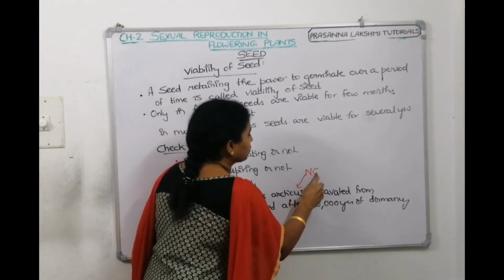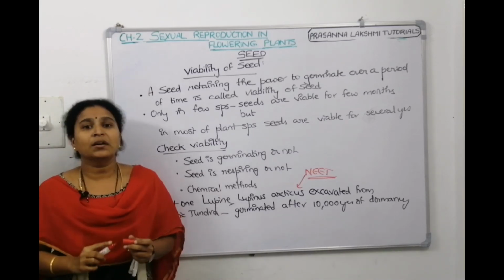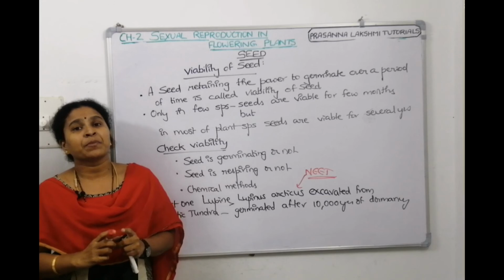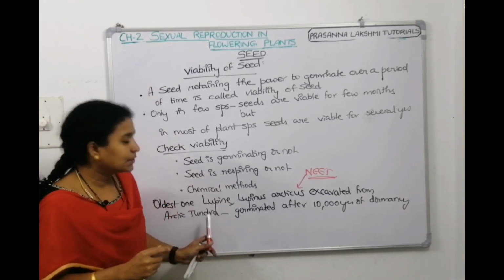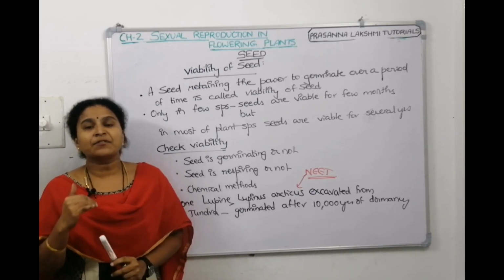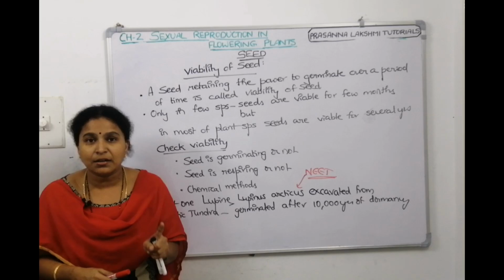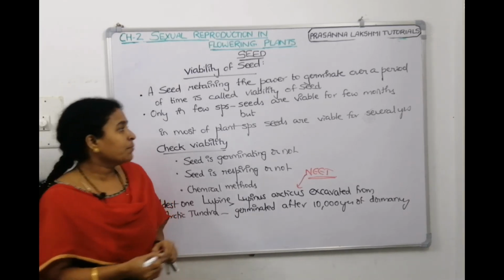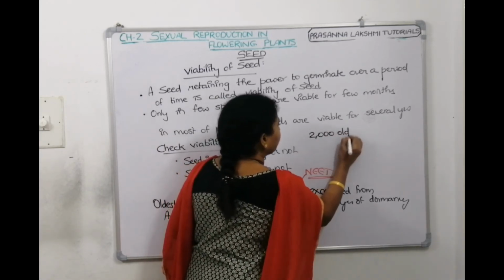This is a NEET previous question paper. What is the oldest seed? The oldest seed is lupine. From which plant? From Lupinus arcticus. From where did they excavate the seed? They excavated the seed from Arctic tundra. It has germinated after completing how many years of dormancy? 10,000 years of dormancy. The recent record is another seed which has germinated after 2,000 years.